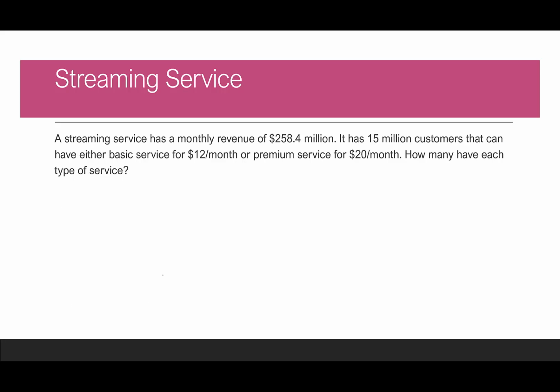Let's look at streaming services. So a streaming service has a monthly revenue of $258.4 million. It has 14 million customers that have either basic service for $12 a month or a premium service for $20 a month. So let's figure out how many customers have each type of service. We need to start by putting in variables. So let's say this basic service for $12 a month is X. And then the premium service for $20 a month is Y.